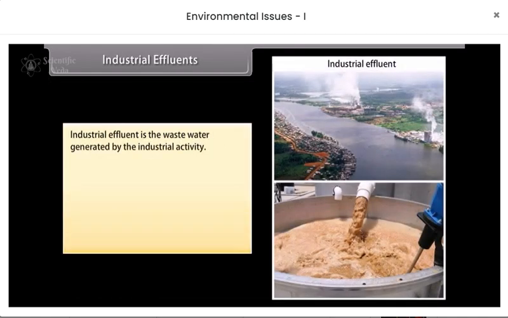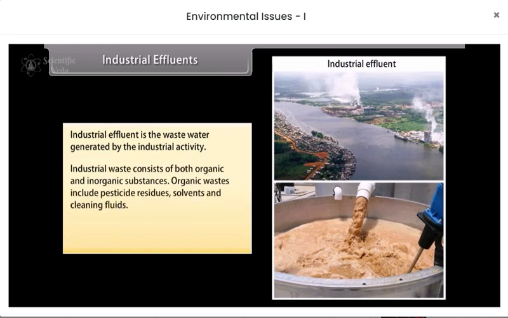Industrial effluents. Industrial effluent is the waste water generated by industrial activity. Industrial waste consists of both organic and inorganic substances. Organic wastes include pesticide residues, solvents, and cleaning fluids. Effluents can also contain inorganic wastes such as brine salts and metals.